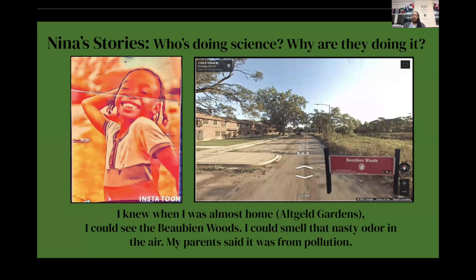One of the things that I did notice when I was younger, and that's a picture of me too, is that when we would leave and come back home, there was this odor that we could smell. We knew that we were close to our house because there was this odor in the air. I just want you to keep thinking about that part of the story, the odor. My parents would say that, oh, it's probably from pollution or something. And I would just be like, oh, okay. And we would just carry on.